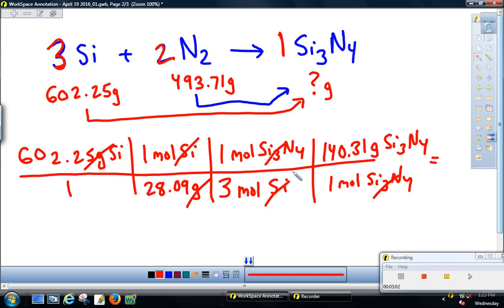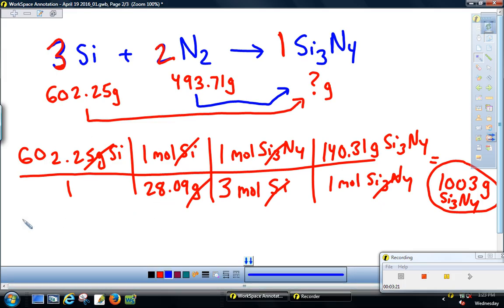Alright, the answer, sig fig wise, we have 5 sig figs, 4 sig figs, 5 sig figs, so we're only going to have 4 sig figs in our answer. So we get 1,003 grams of product based on this one. Now we have to look at the other reactant. We've got to look at nitrogen now.